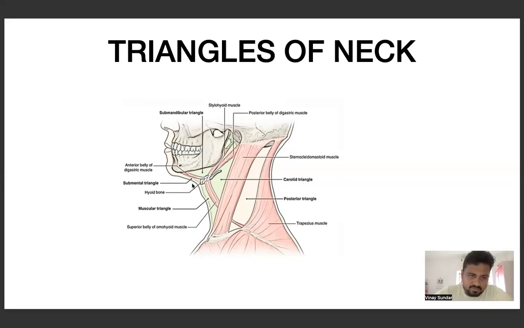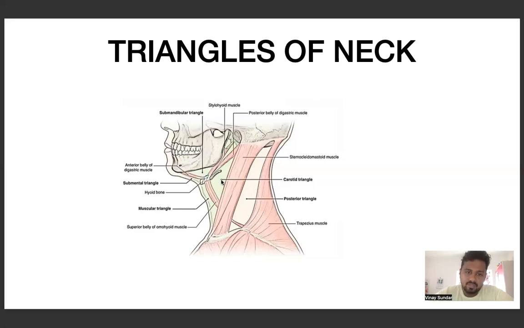First is the submental triangle. Remember we studied the digastric, the two bellies, the anterior belly of digastric. These two bellies form two sides of the triangle and the base is the mandible. That region below your submental region is known as the submental triangle. Next is your submandibular triangle, because it houses the submandibular gland. You have your anterior belly of digastric on one side, your posterior belly of digastric on the other side, and your mandible here. This is your submandibular triangle.